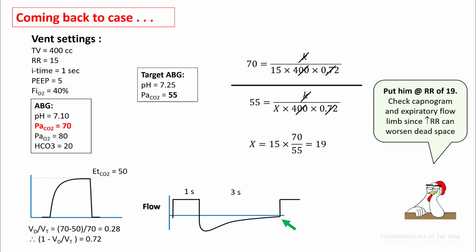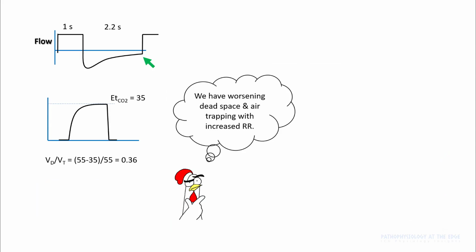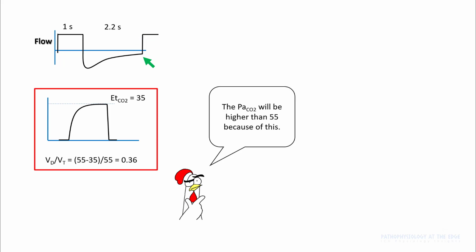We again check the patient's capnogram and expiratory flow limb, because we know that increasing rate can worsen dead space in this patient. And certainly we see that your flow waveform is much worse and your VD/VT is now 0.36. So our PaCO2 will not be 55, but will be much higher than 55.